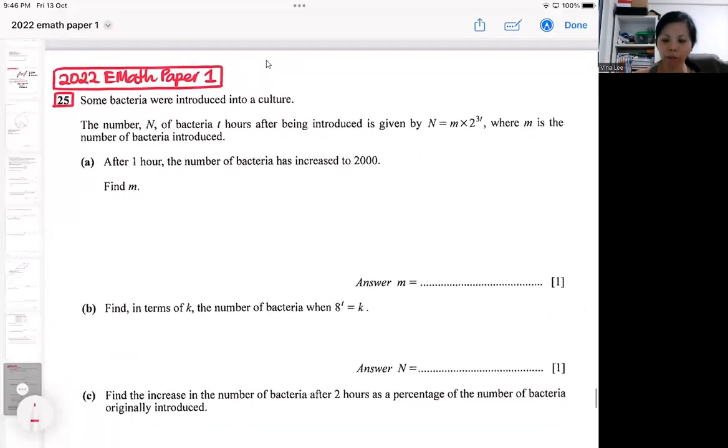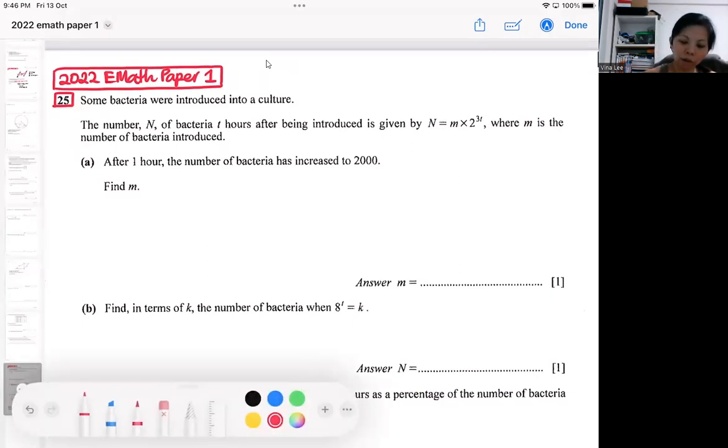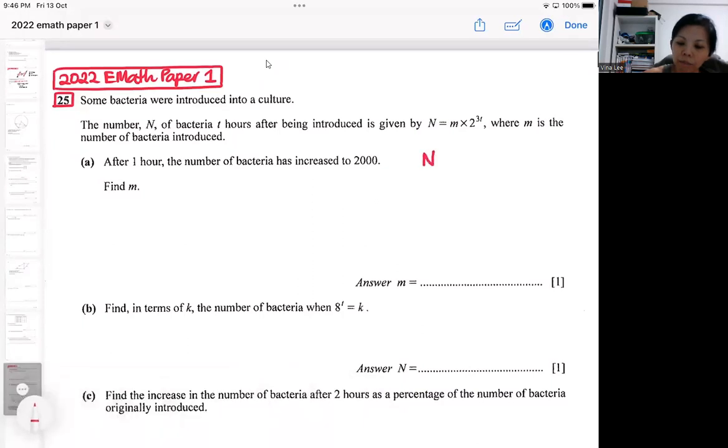Some students will find this question very confusing if you don't bother to read what the formula is trying to tell you. Okay, so there is a formula here. You've got to know what the components of the equation are. So N represents the number of bacteria.